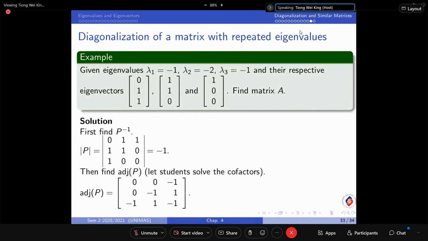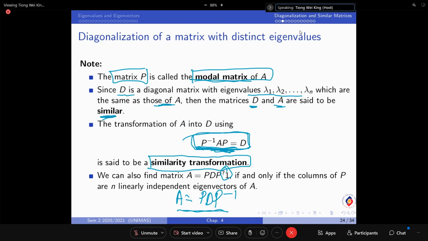Now the last example, okay, given eigenvalues lambda 1 equals to -1, lambda 2 equals to -2, lambda 3 equals to -1, and their respective eigenvectors, find matrix A. Okay. Remember from our page here, to find A, you can use this formula: A equals to P times D times P inverse.